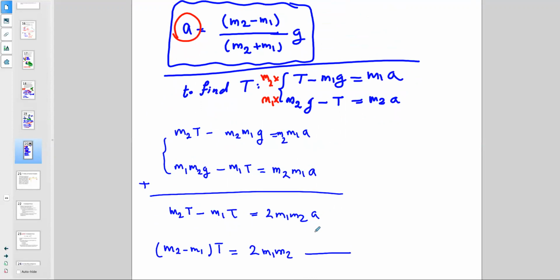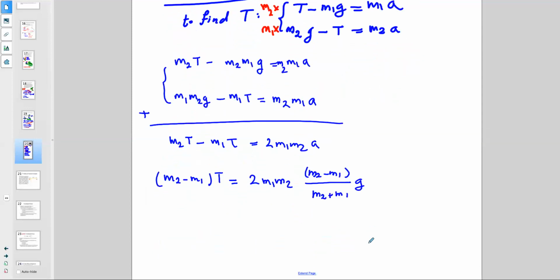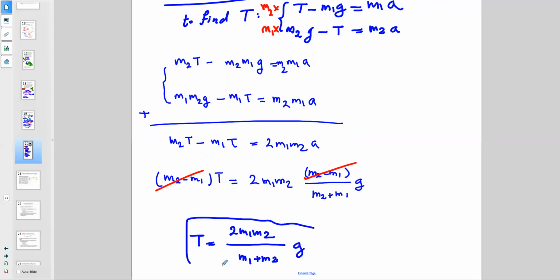So you have M2 minus M1 times M2 plus M1 times g. Okay, so you can cancel out the same terms from left and right. I have M2M1 right there, M2M1 right there, M2 minus M1. So right now what I am left with is T equals 2M1M2 over M1 plus M2 times g. And that is the tension that you have in the rope for the Atwood machine.